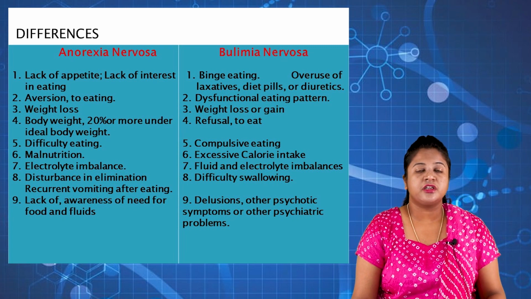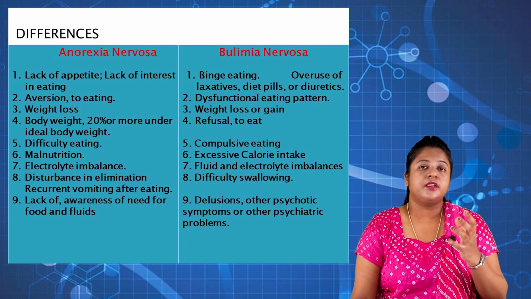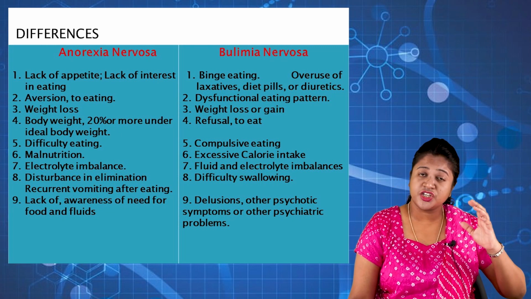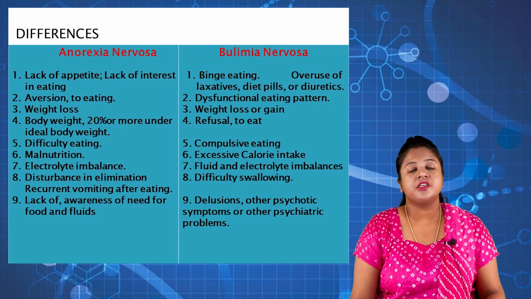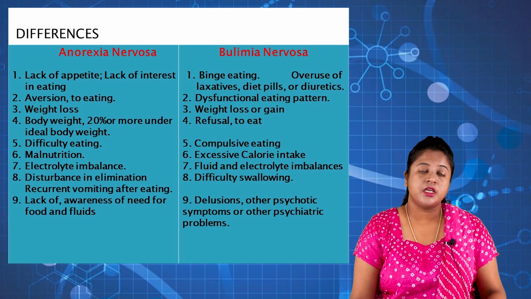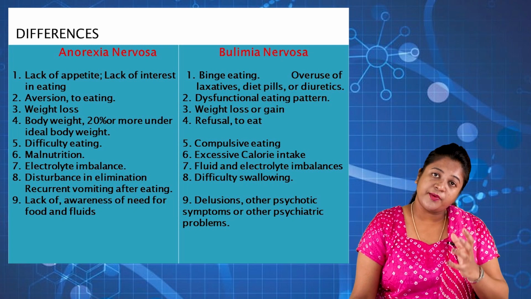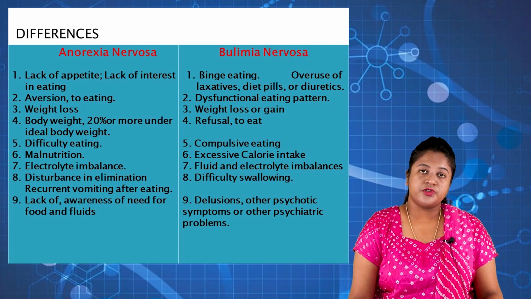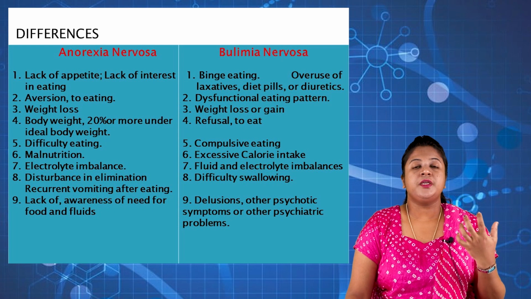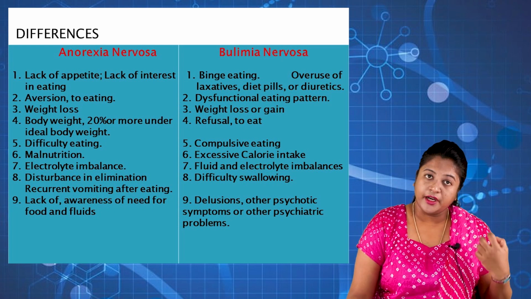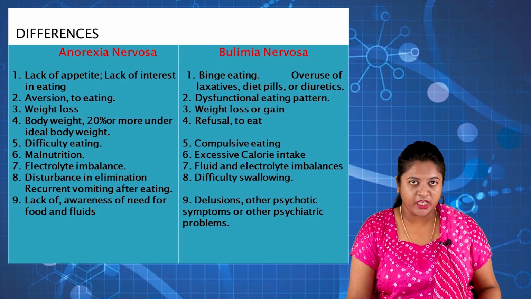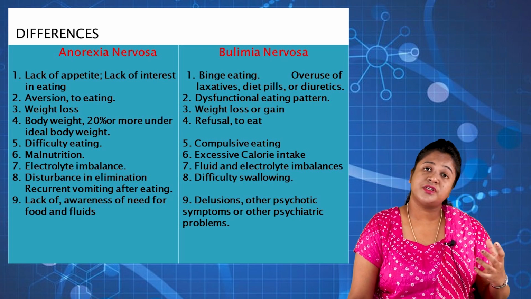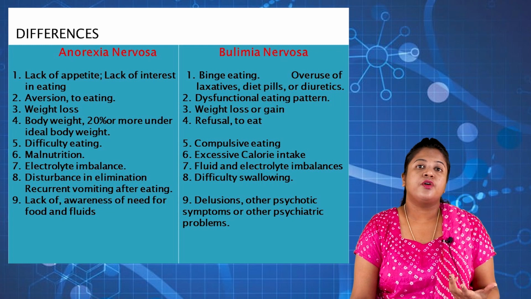In case of anorexia nervosa, there is an aversion to eating. In case of bulimia nervosa, there is a dysfunctional eating pattern. In case of anorexia nervosa, there is weight loss. In bulimia nervosa, there can be weight loss or weight gain. If you take the weight, in case of anorexia nervosa, the body weight is 20% or more under the ideal body weight. In case of bulimia nervosa, you can notice the behavior of refusal to eat because of the guilt.